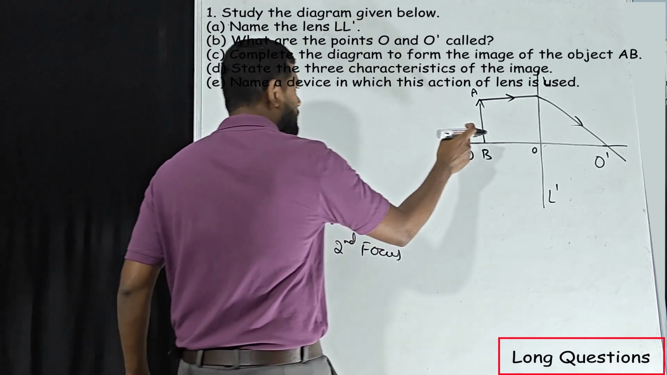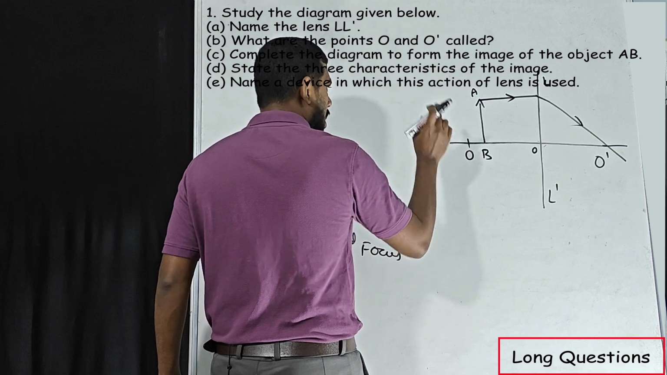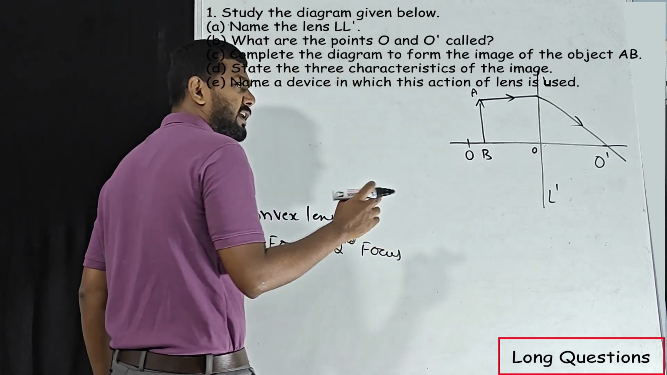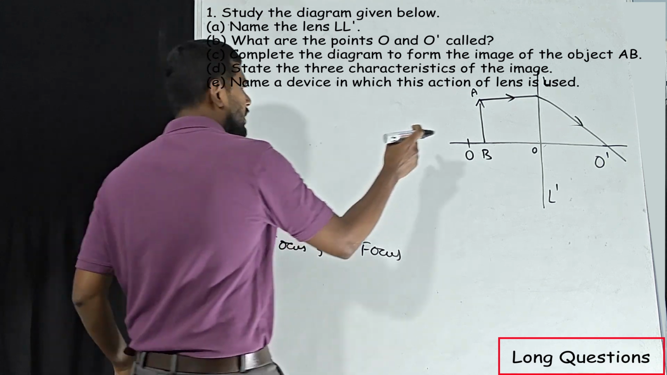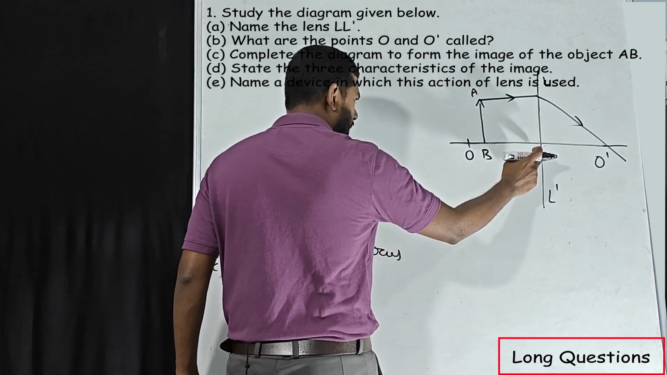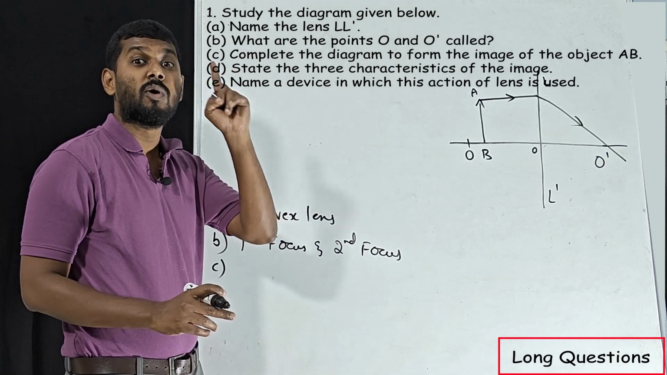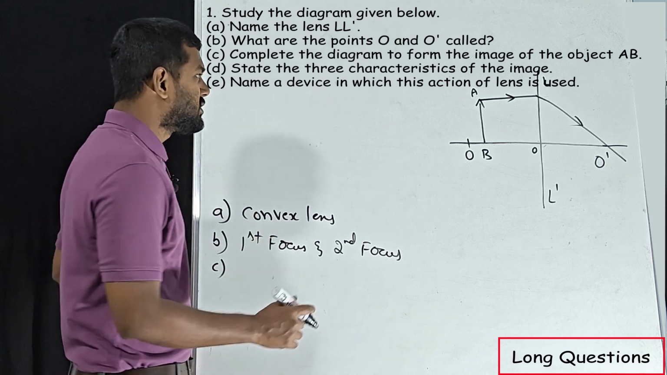Now listen, when the object is placed between focus and optic center in a convex lens, it forms a virtual image. This is the only case where we are going to get the virtual image.